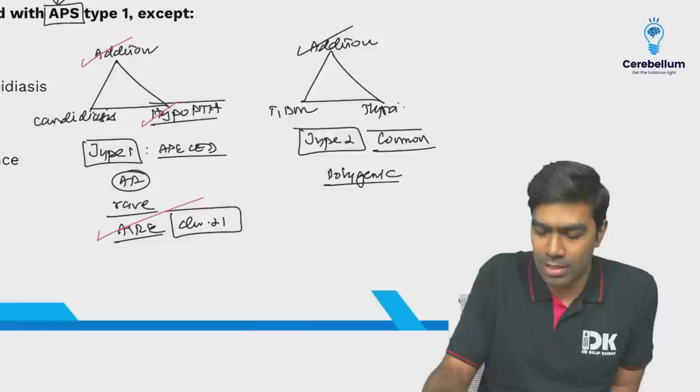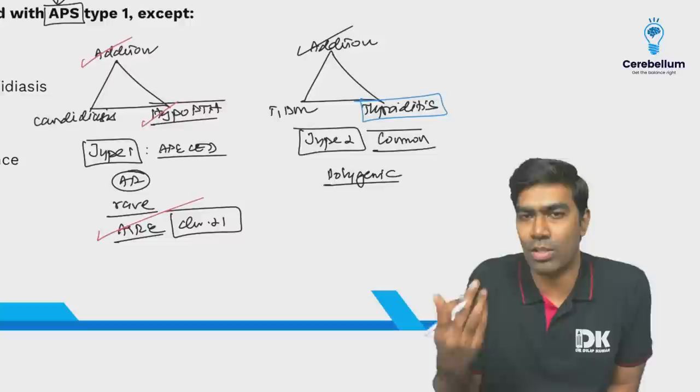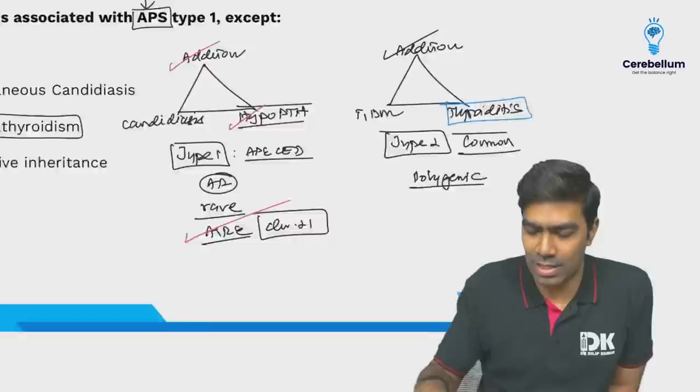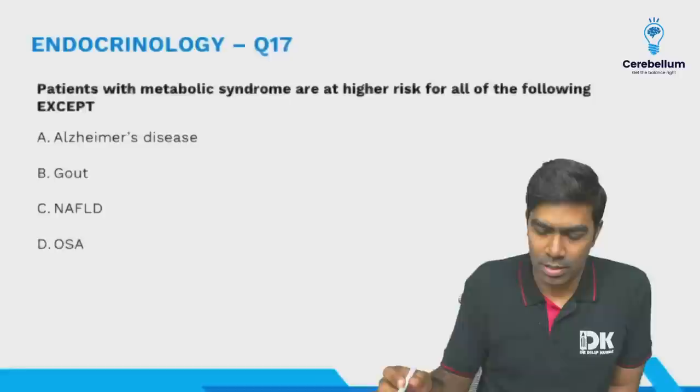It could be hyper or hypothyroidism here. It could be Graves' disease, but rare. Most often it will be Hashimoto's thyroiditis causing hypothyroidism, but some form of thyroid destruction or thyroid antibody. So Addison's, type 1 diabetes, thyroiditis. This is the typical feature of type 2 APS. So we are talking about type 1 APS. So the right answer for this question is option C. Then going to the next question.